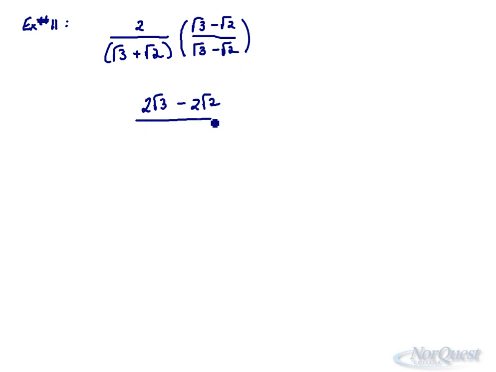On the bottom, again, I'm just going to multiply first. Root 3 times root 3 is 3. Root 2 times root 2 is 2. And since it's a binomial conjugate, the sign is always negative. So when you simplify this, there are no like terms to collect. There's no dividing out of a common factor. We're left with 2 root 3 minus 2 root 2. Done.